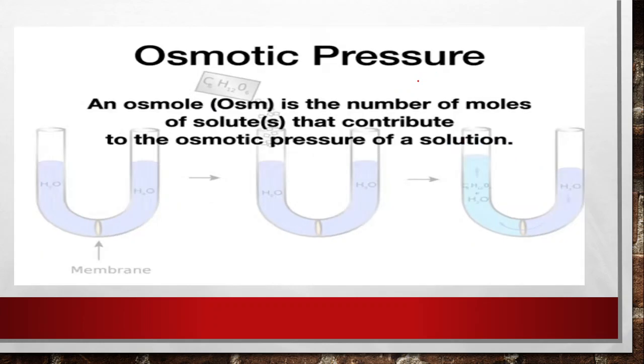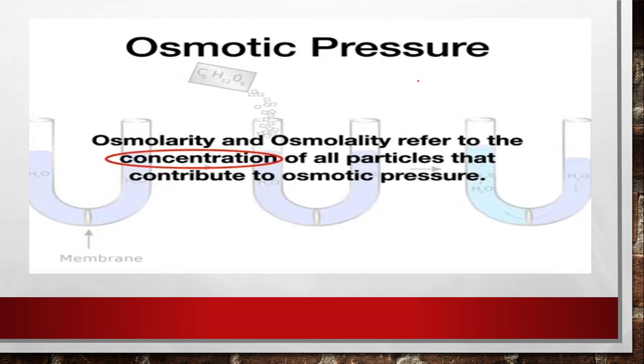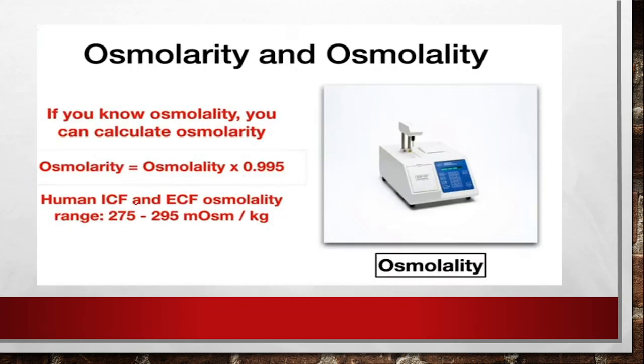An osmol is the number of moles of solute that contribute to the osmotic pressure of a solution. We have discussed it earlier. Osmolarity refers to the concentration of all particles that contribute to osmotic pressure. How can we calculate osmolality and osmolarity? We can calculate osmolality from osmolarity by a simple formula: if we know the osmolarity, we simply multiply it by 0.995, and hence we get the osmolality.